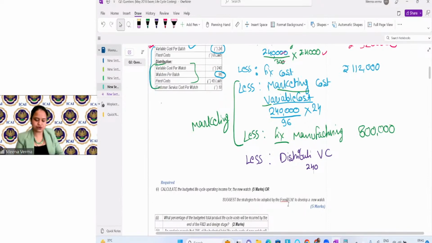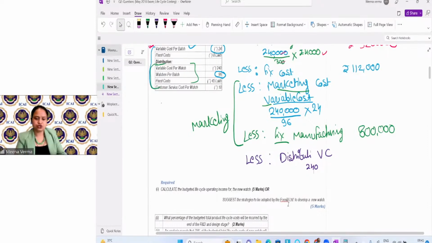In this way, just consider all the costs you have. And the last one is customer service cost per watch, 10 rupees. Less customer service cost. We have 2,40,000 watches, on which 10 rupees per unit is the customer service cost.